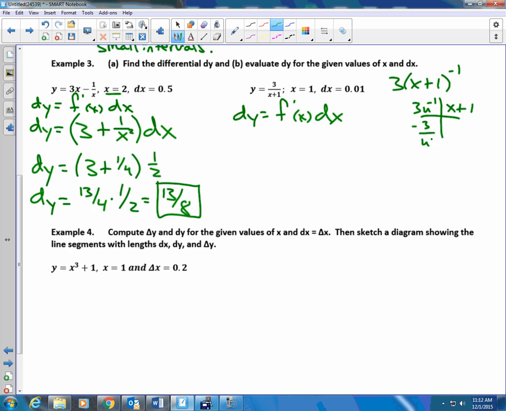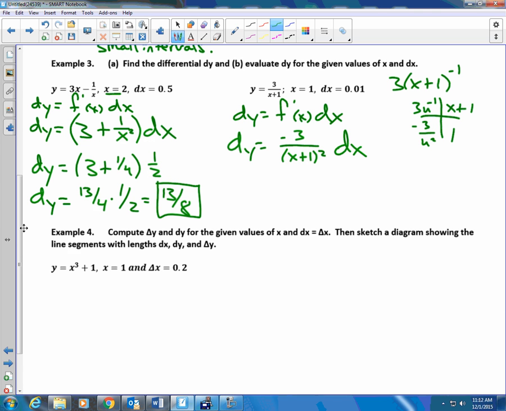Negative 3 over u squared, and the derivative of x plus 1 is 1. So we get dy is equal to negative 3 over the quantity x plus 1 squared times dx. So what we have found right now is the differential. This is the differential.